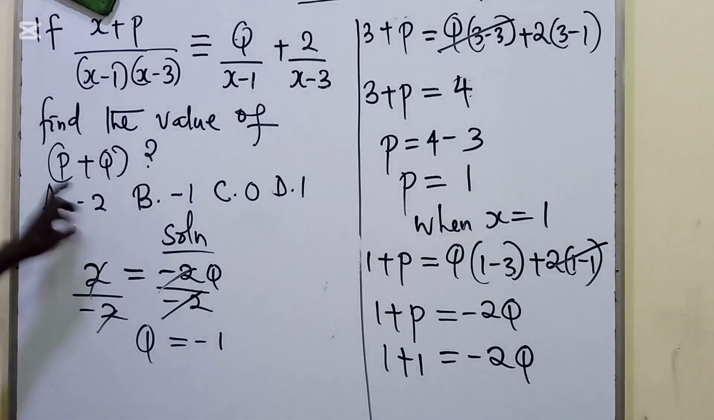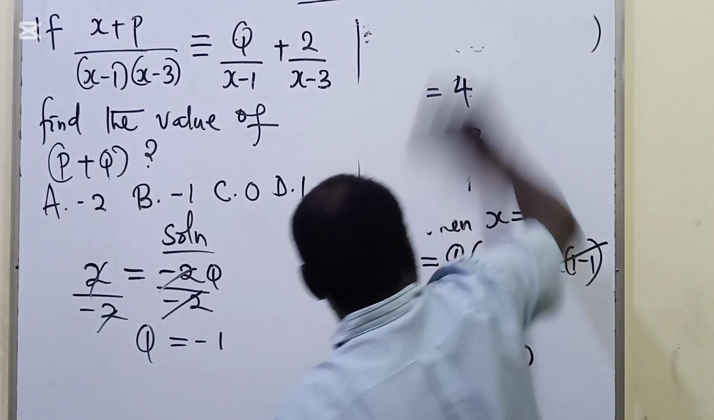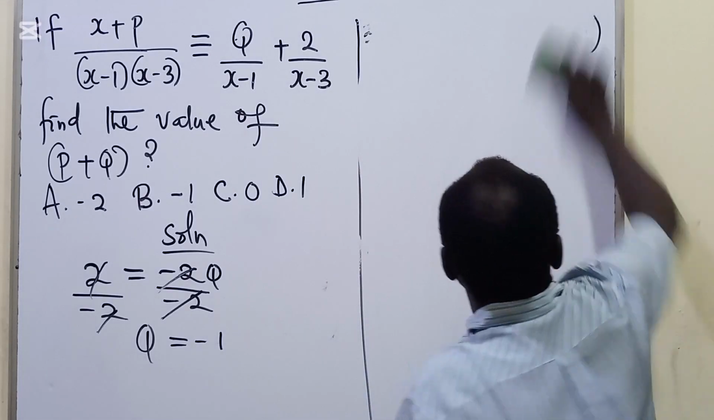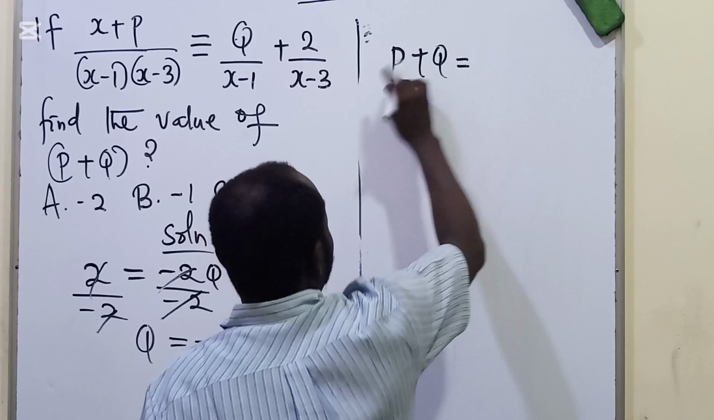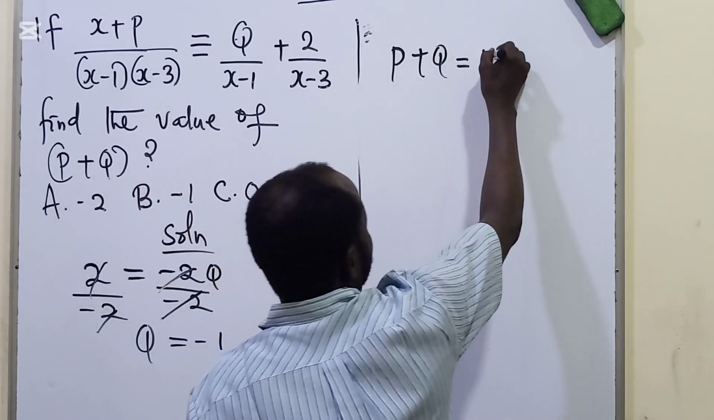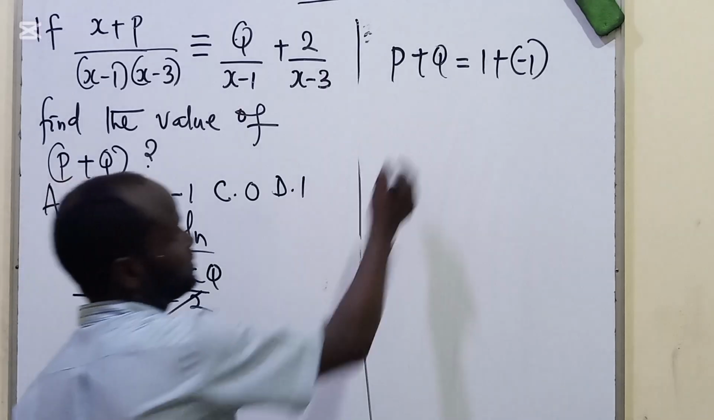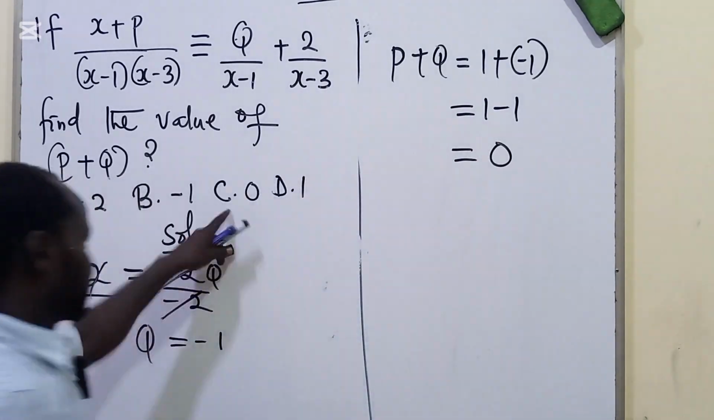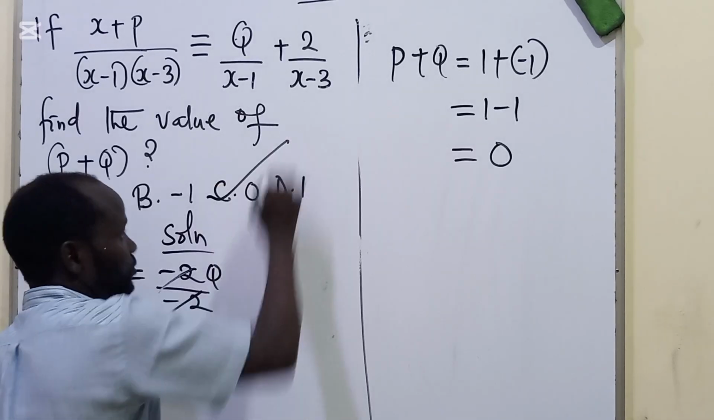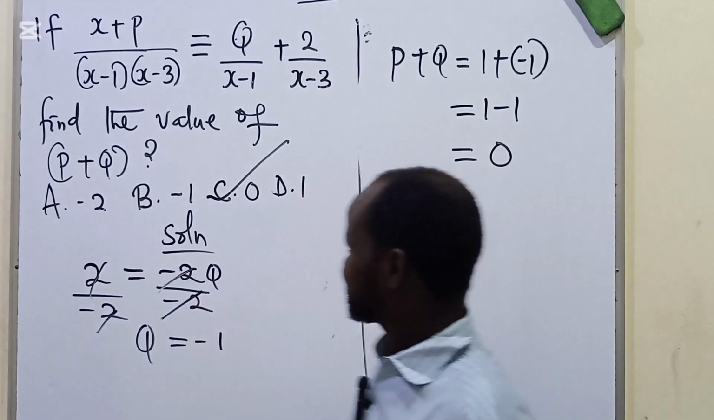But we are asked to find p plus q. We can conclude that p plus q will be equal to p, of course, is 1, plus −1, since our q is −1. Of course, this will be 1 minus 1, and this will be equal to 0. That is option C. So the correct option is nothing but option C. So this is the solution to this question.